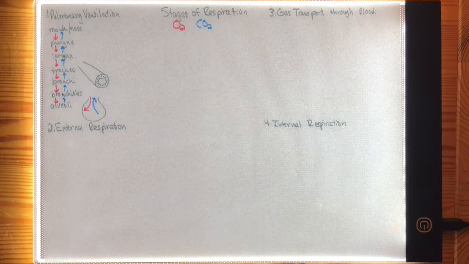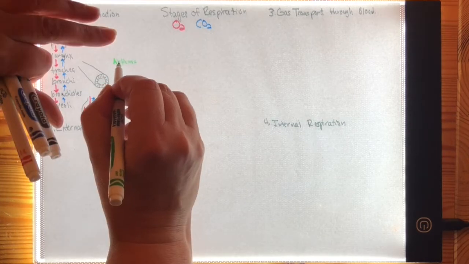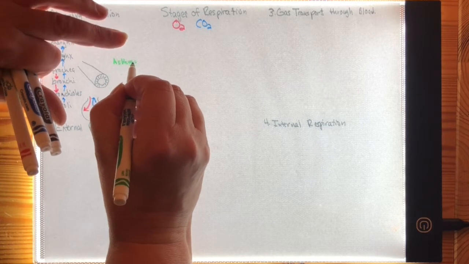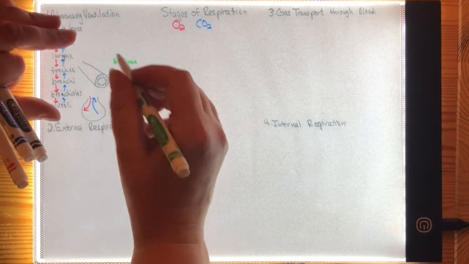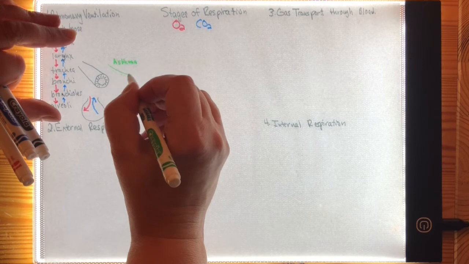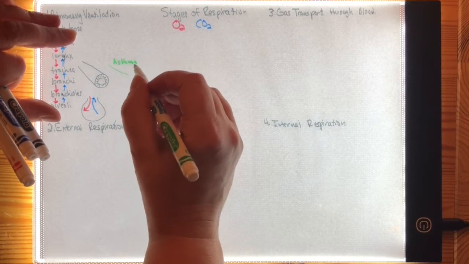It's a fairly open tube that pretty much allows for free passage of air back and forth, because at the end of the day, what you really want is that air to get in and out of the alveoli with as little impediment as possible. So let's take a look at what can go wrong here. We're going to be drawing our disorders today in green, and the first disorder we're going to look at is asthma.